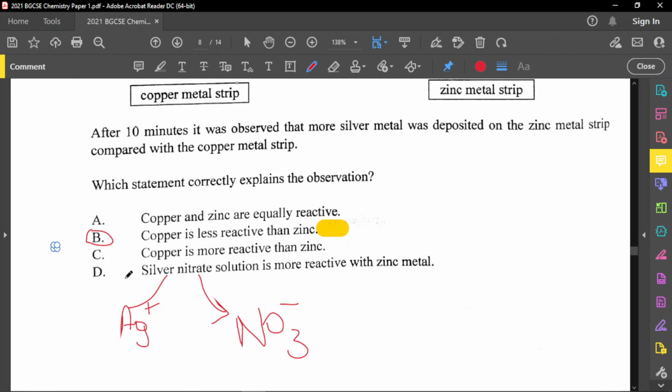D can play tricks on your mind. If you look at it seriously, it can play tricks on your mind, but the entire solution does not react. It is the ions within the solution, because guess what? Zinc can replace the silver, okay? And that's what is important. Remember the reactivity series of metals, right? So that's what you need to think about as well. So B is the answer for that question. All right, so let's jump to the next question.